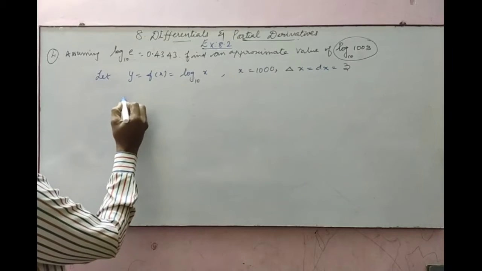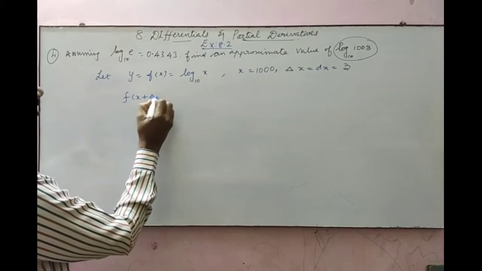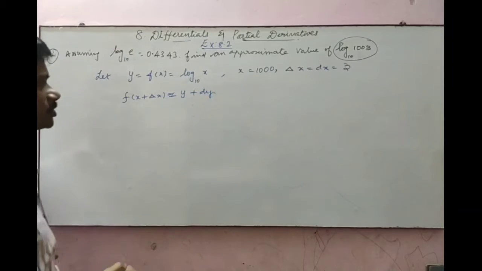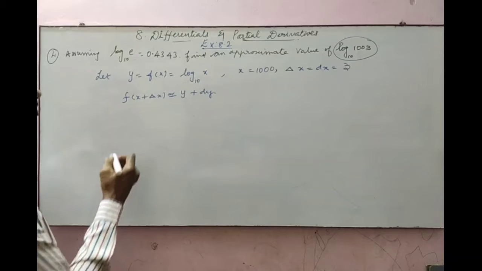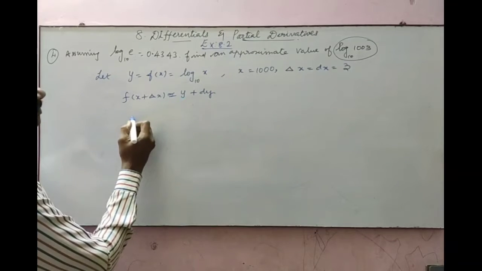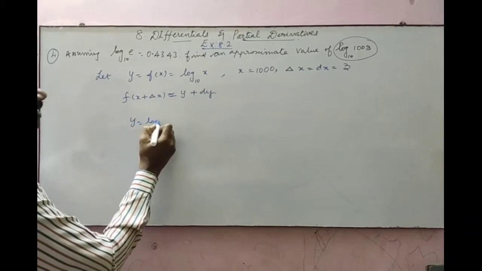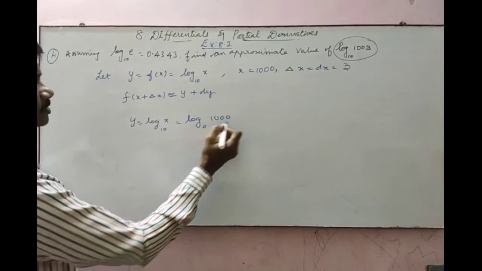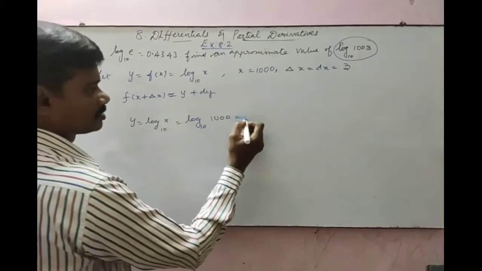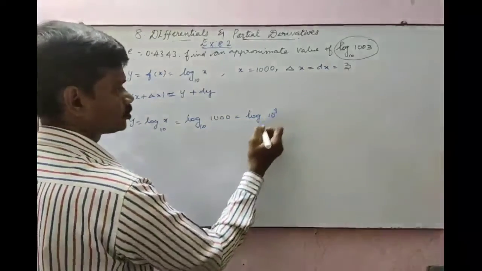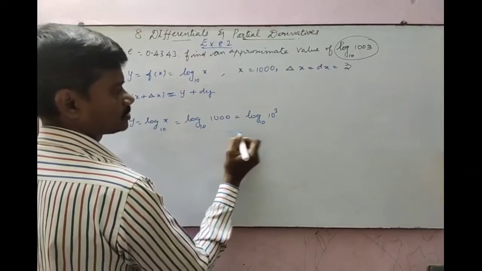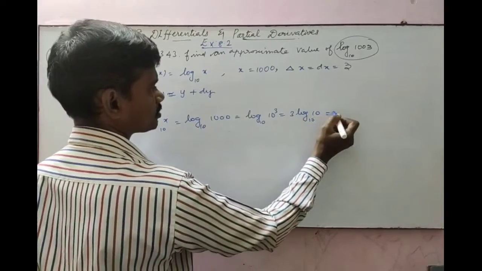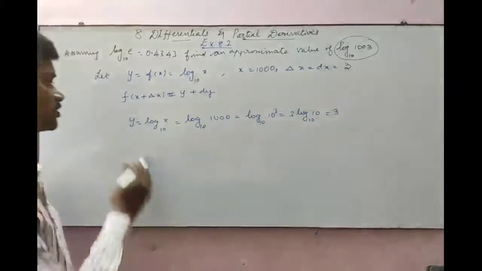Okay, for that the formula is f of x plus del x is approximately equal to y plus dy. So this is the approximation formula. First we are going to find the y. What is y? y is equal to log x to the base 10. Substitute the value of x as 1000 here. 1000 can be written as 10 cube to the base 10. So you will get 3 times log 10 to the base 10. Log 10 to the base 10 is 1, so you will get 3. This is the value of y.